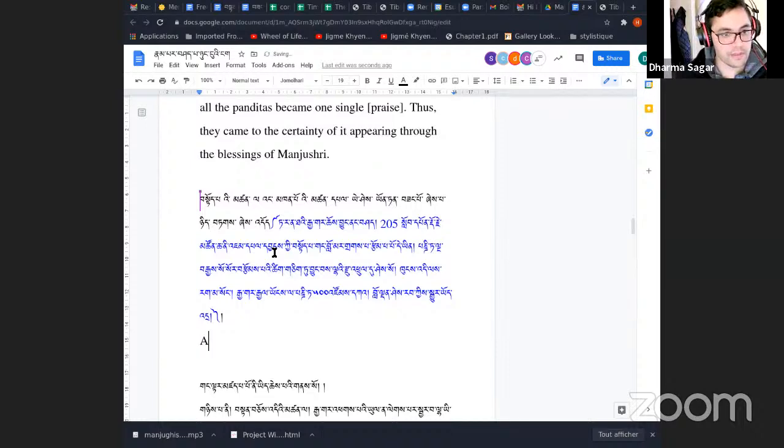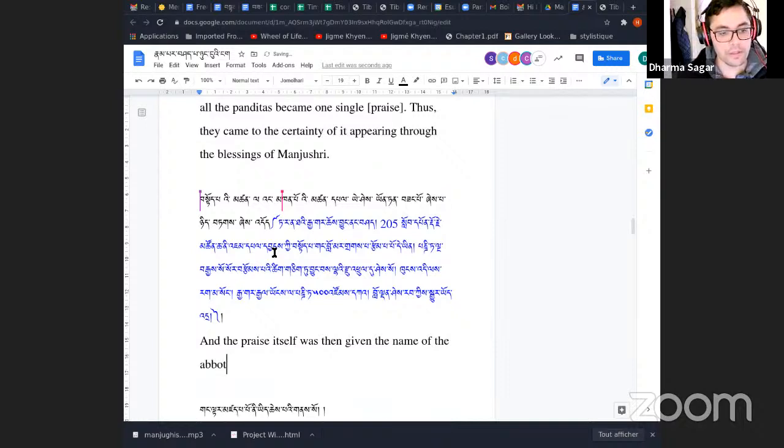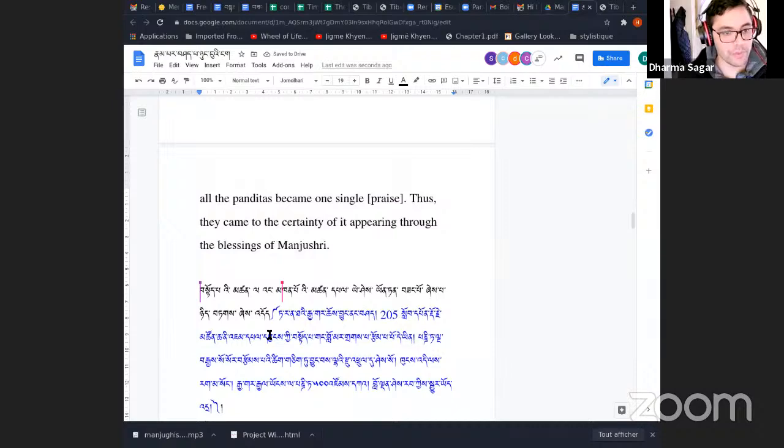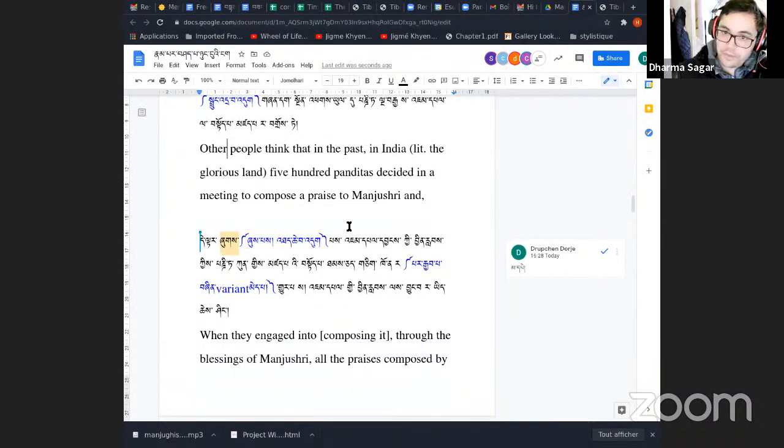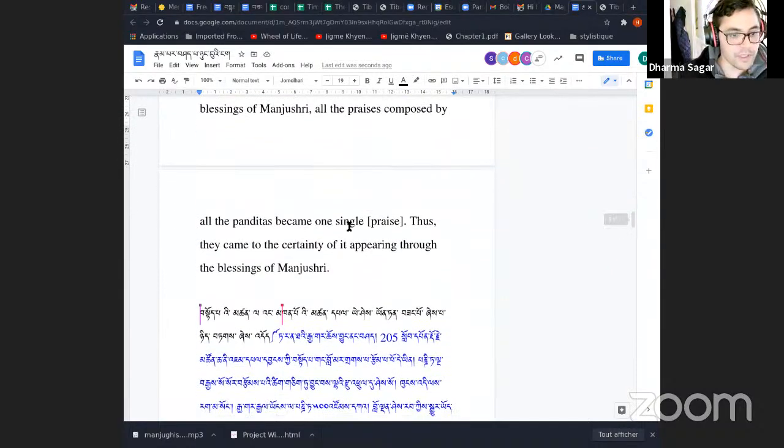And the phrase itself was then given the name of the abbot. Given the name of the abbot. And the second one we already have up here: others think that, other people think that. So I need to put it once more here.